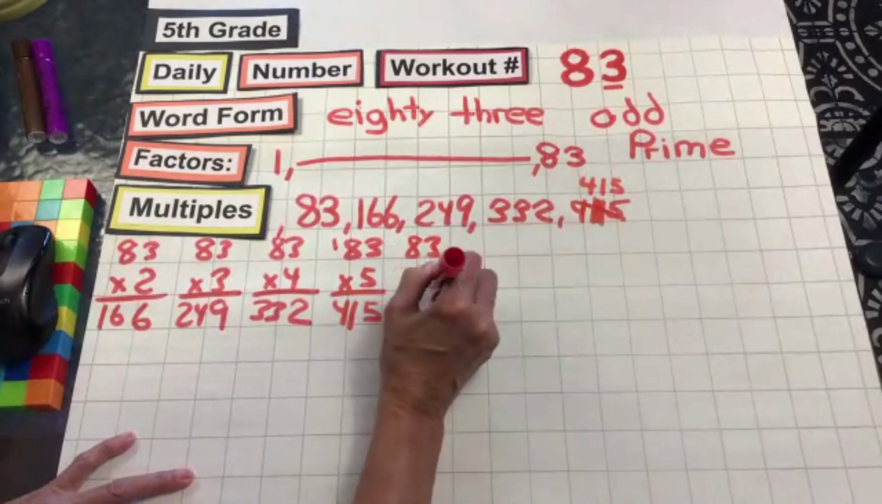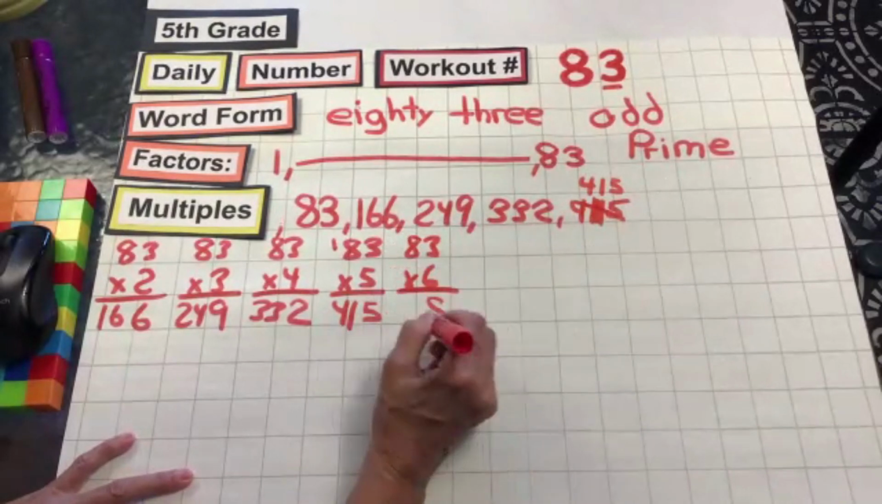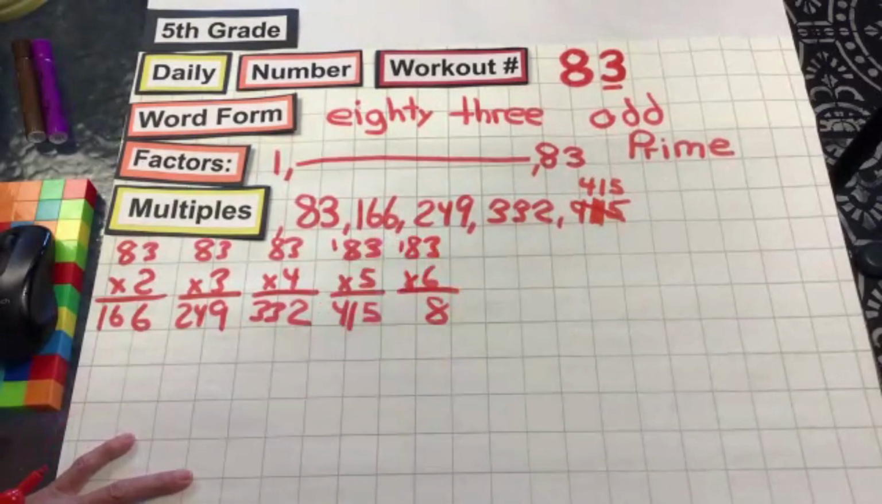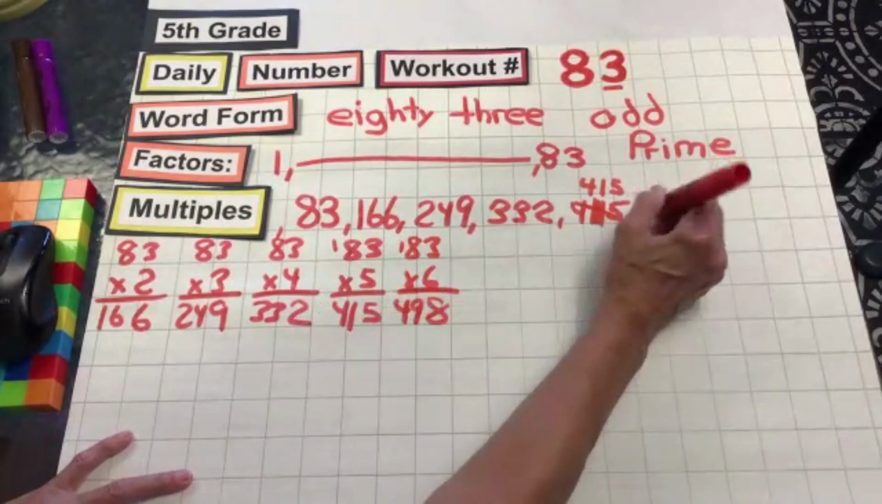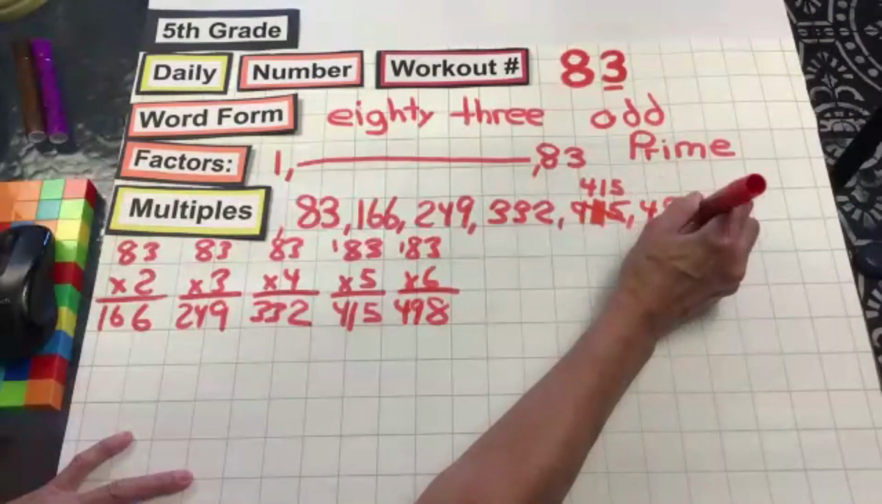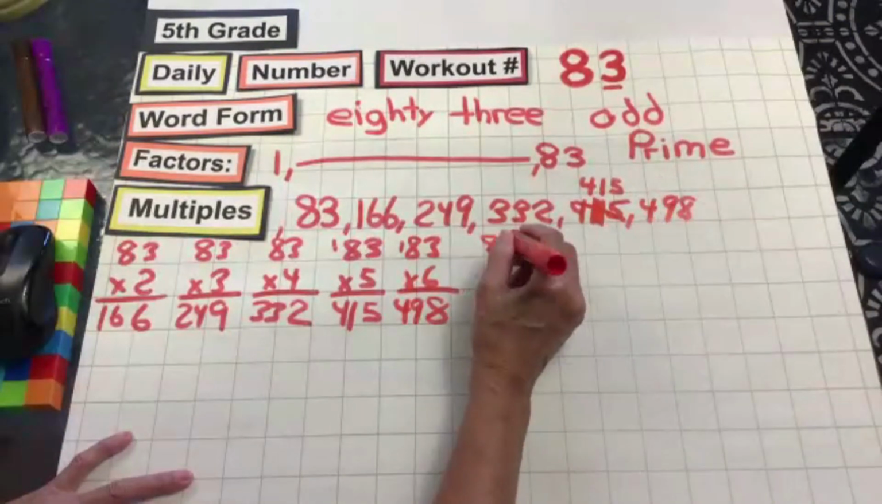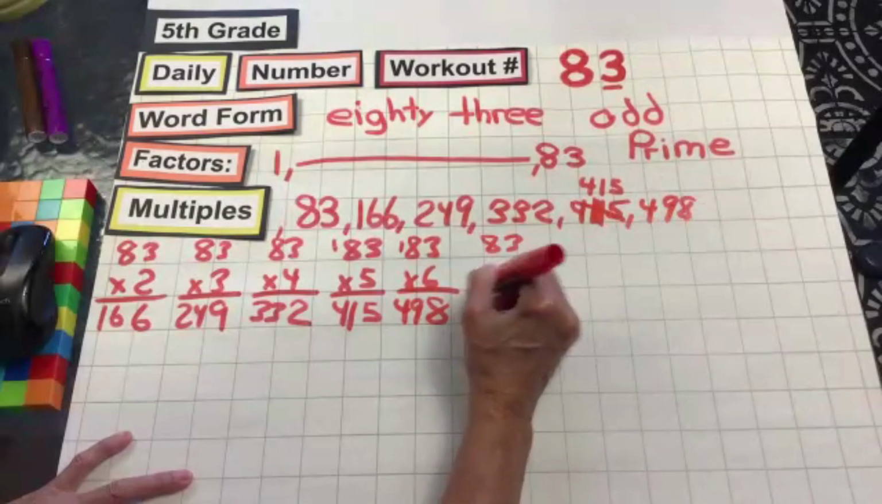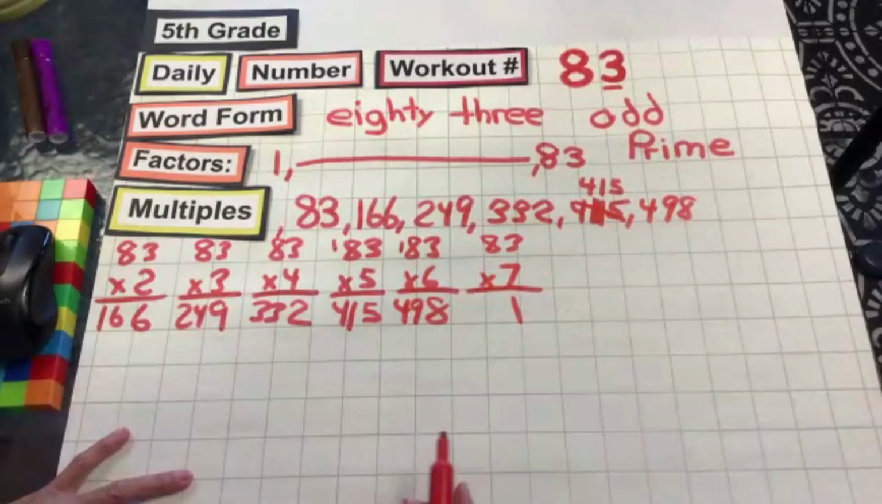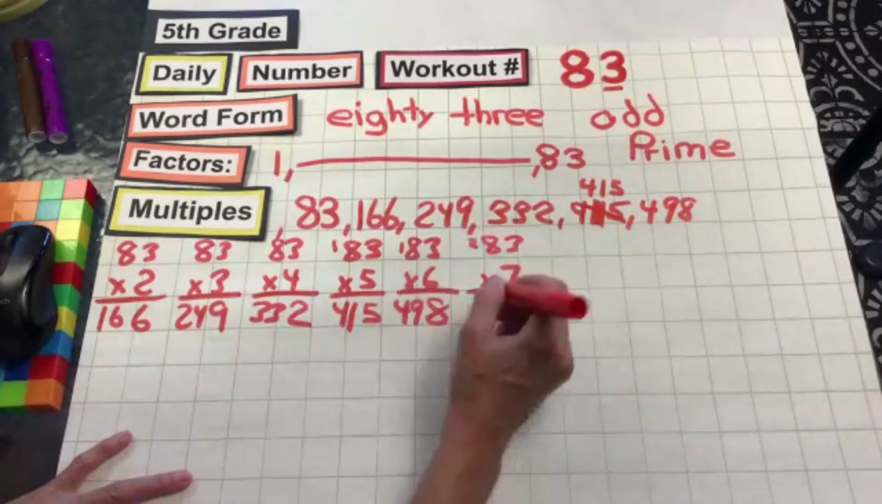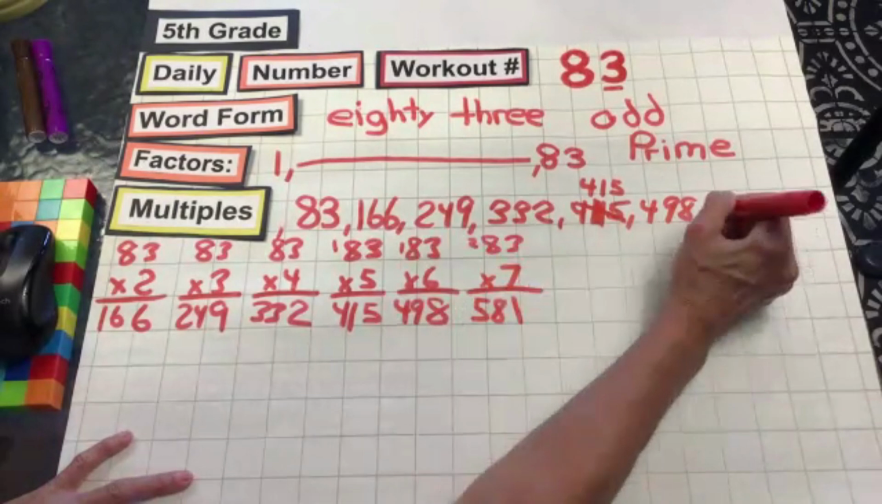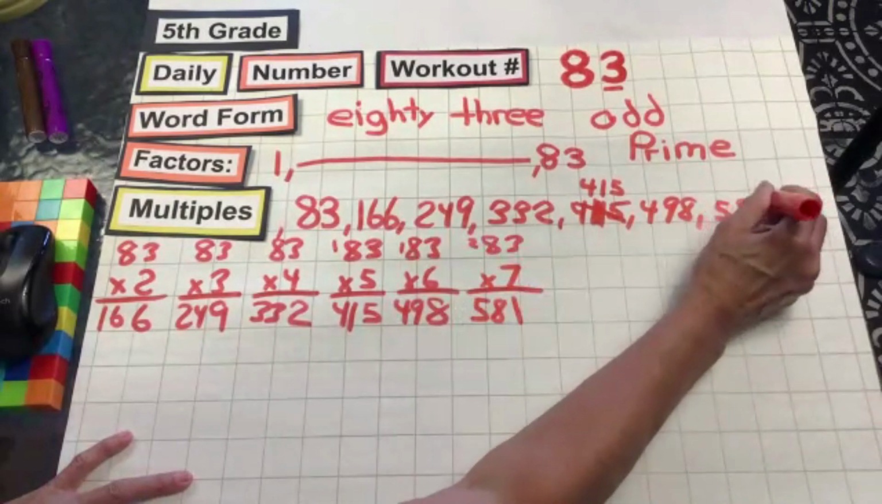83 times 6. 6 times 3 is 18. Drop the 8, carry the 1. 6 times 8 is 48, plus 1 is 49. 498. 7 times 83. 7 times 3 is 21. Drop the 1, carry the 2. 7 times 8 is 56, plus 2 is 58. So we have 581.